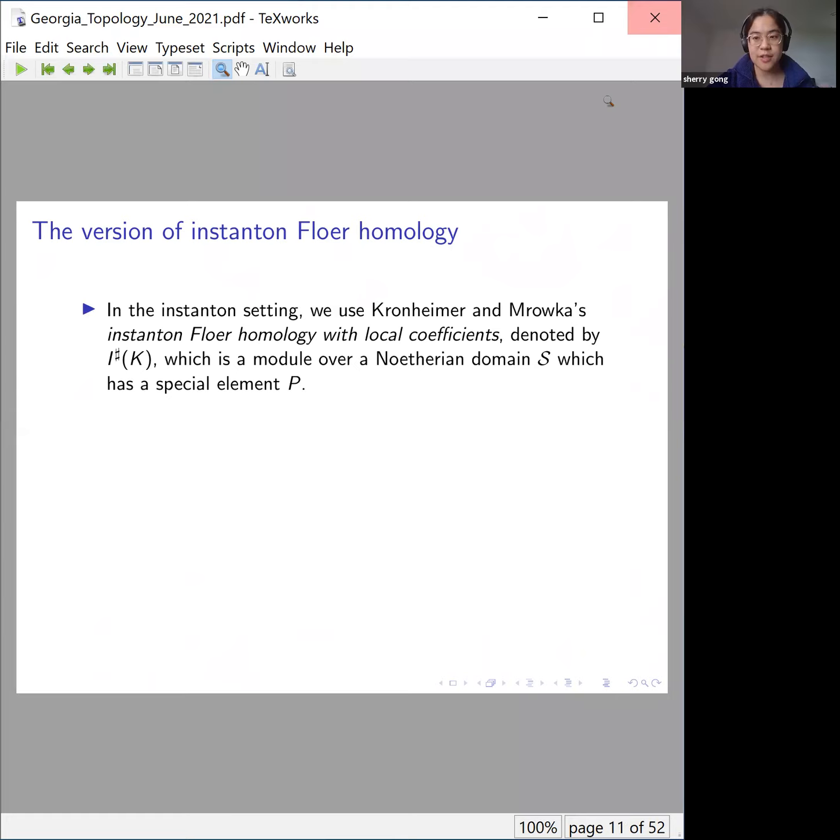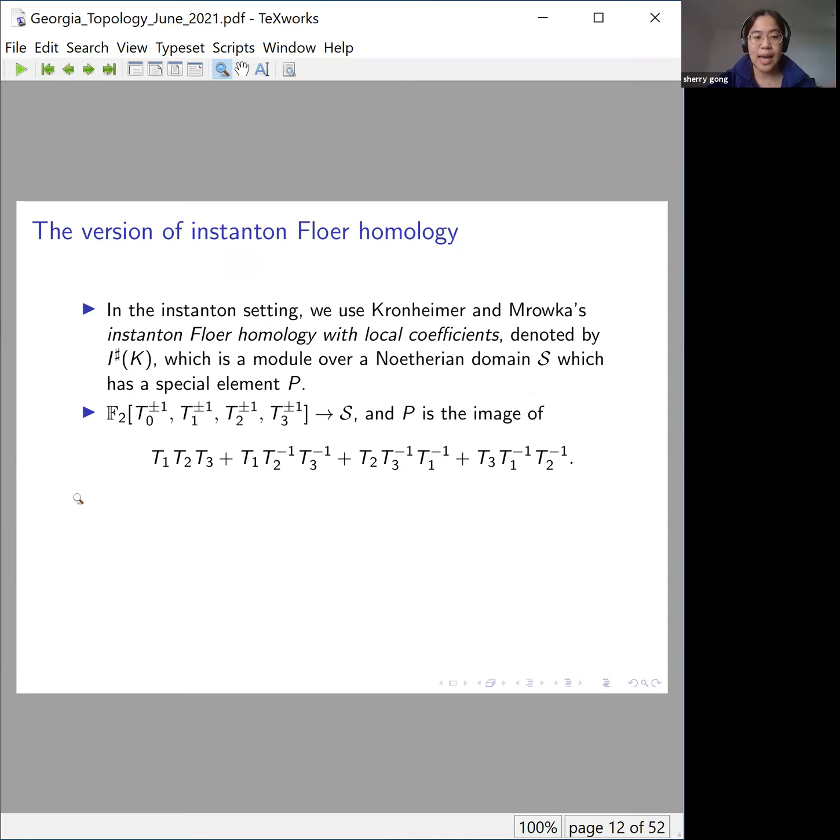The version of instanton Floer homology we'll be using is Kronheimer and Mrówka's instanton Floer homology with local coefficients, which is denoted I sharp of K. This is a module over a Noetherian domain S that has a special element P. More specifically, the ring S is going to be constructed as a quotient of the ring of Laurent polynomials in 4 variables over the field of 2 elements.